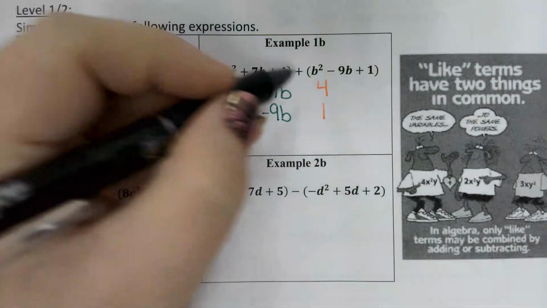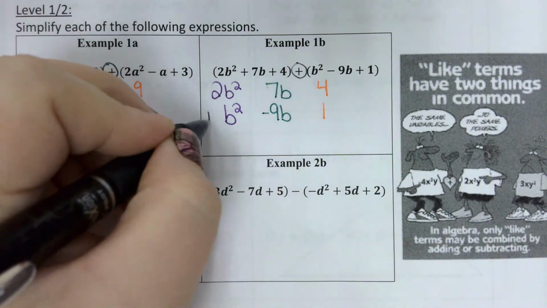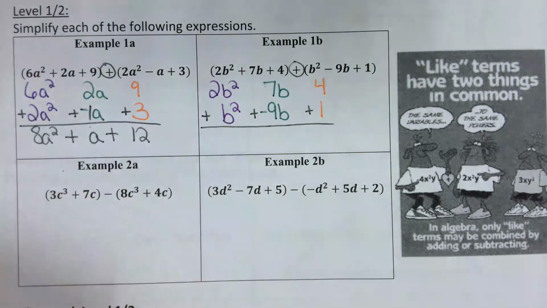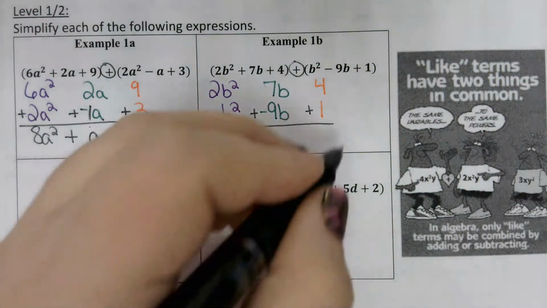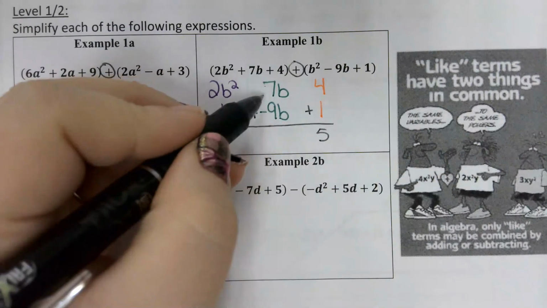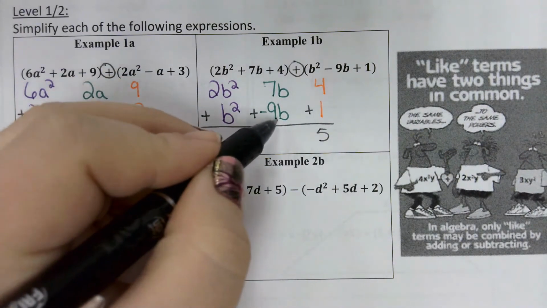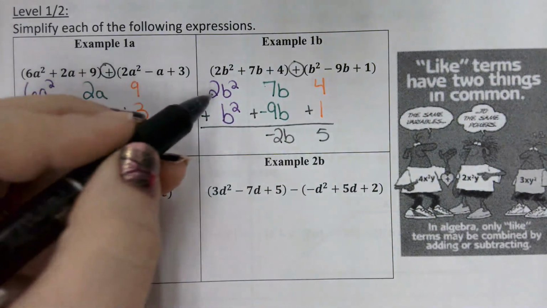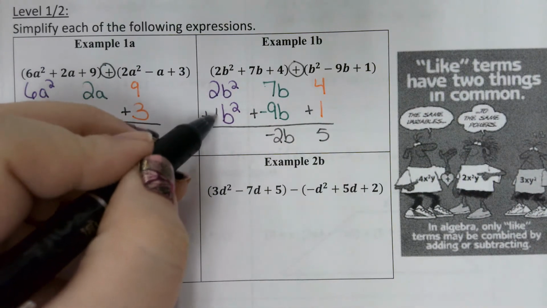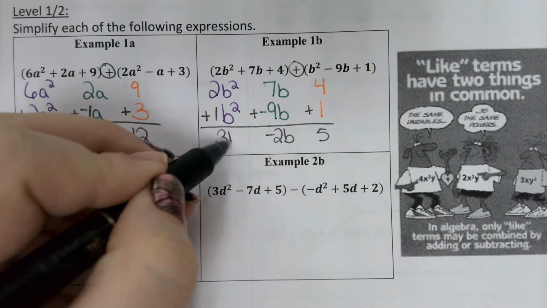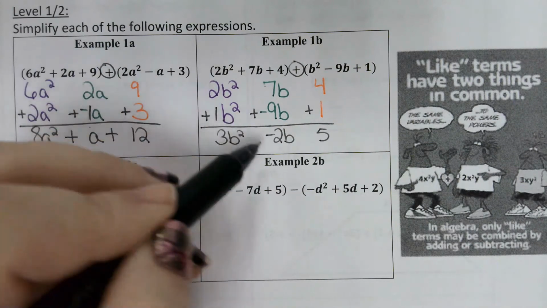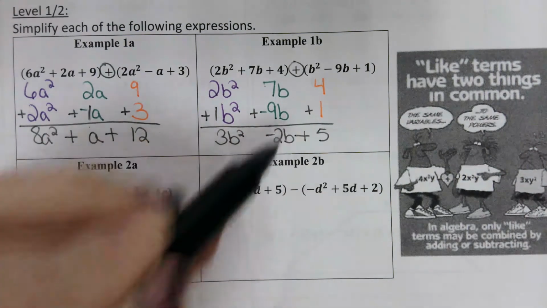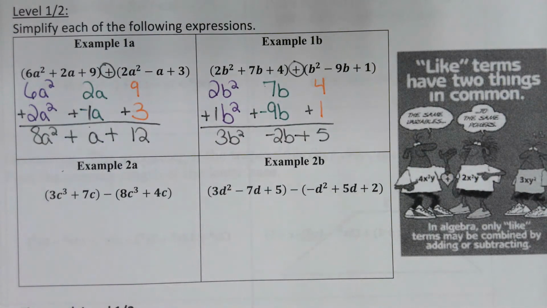We are adding these together, so we'll write an addition sign in front of each of my second row terms. 4 plus 1 gives me 5. 7b plus negative 9b gives me negative 2b. And then 2b squared plus 1b squared gives me 3b squareds. I already have a sign in between these two terms. I just need to put a sign in between my last two terms.